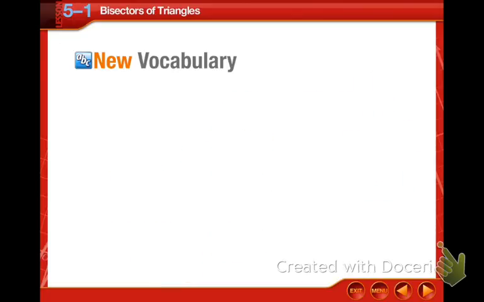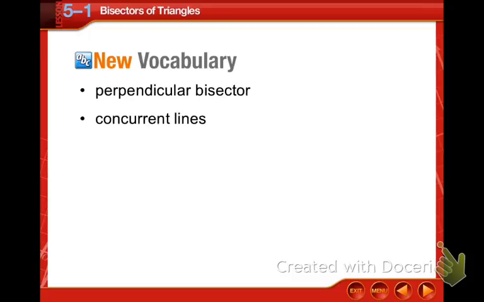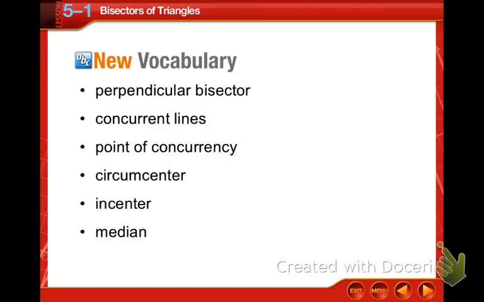So, our new vocab for today: perpendicular bisector, concurrent lines, point of concurrency, circumcenter, incenter, median, centroid, altitude, orthocenter. So, all of these kind of go together. So, perpendicular bisectors come together to form the circumcenter. The angle bisectors, which is not one of our vocab words now, but it is one we've known already, angle bisectors come together to form the incenter. Medians come together to form centroids. Altitudes come together to form orthocenters.